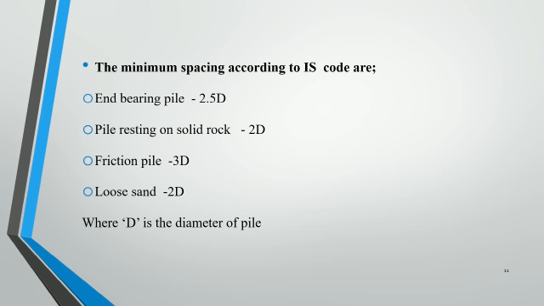The minimum spacing according to IS code: for end bearing pile it is 2.5d, for pile resting on solid rock 2d, friction pile 3d, for loose sand 2d. d is the diameter of pile.